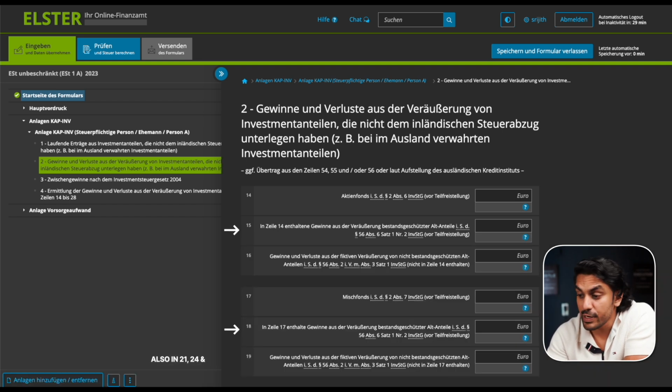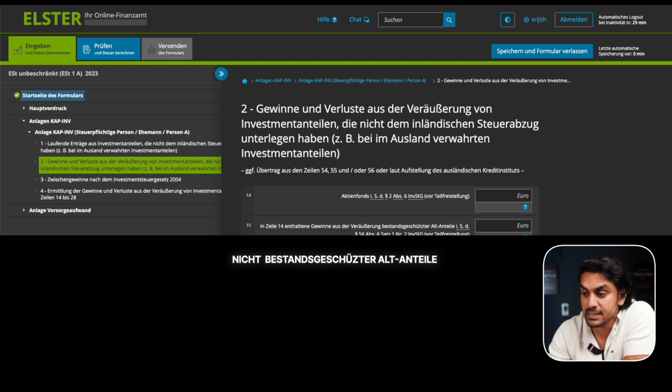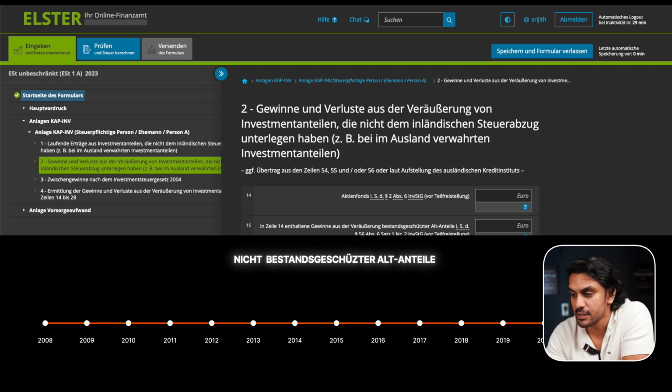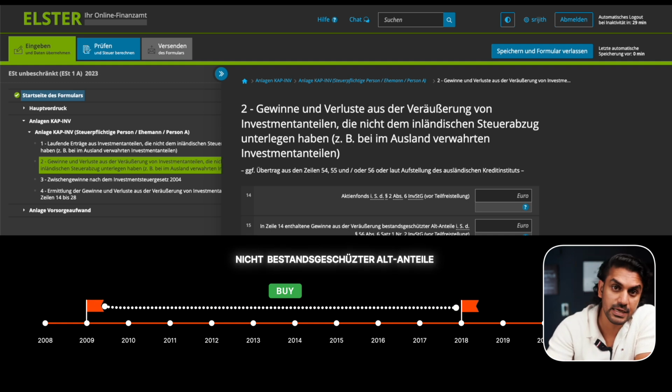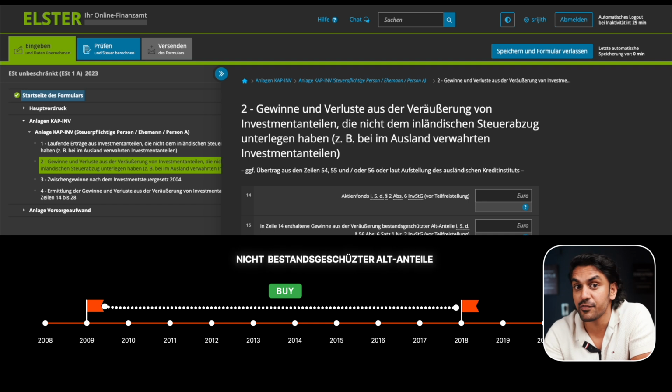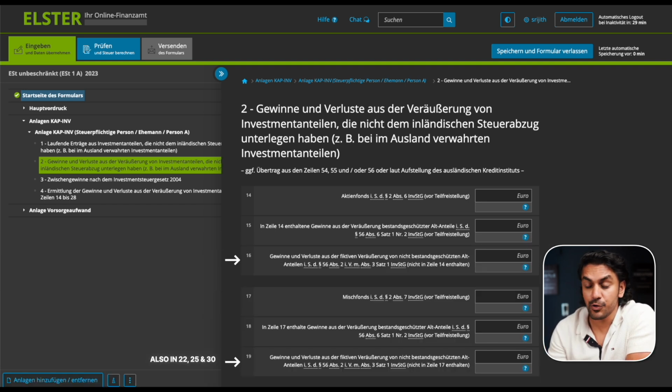And here only enter the capital gains from sales. The partial exemption amount will be automatically considered by your tax office based on the type of fund. And in the third field, enter profits or losses that came from nicht bestandsgeschützte Altanteile, or not protected old shares. These are old shares that were purchased after December 31, 2008 but before 1st January 2018. And here you have to enter the actual profits or losses after considering a fictitious sale.